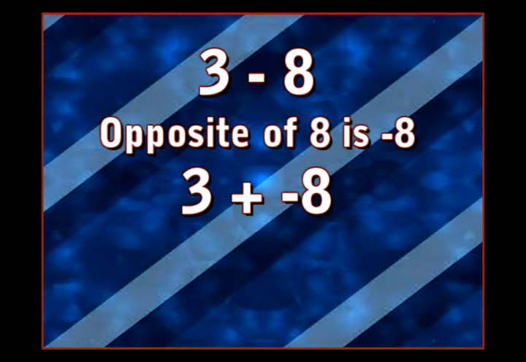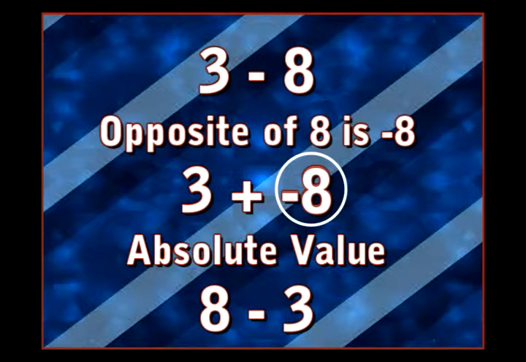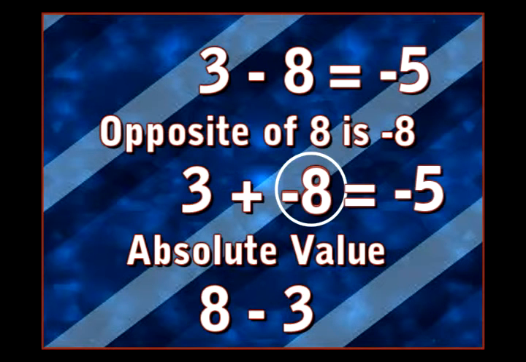So remember, the rule is that we find the absolute values, and the number that gets the sign is the larger absolute value, which is 8. So in this case, it's going to be a negative answer. So we're going to find the difference. The difference between 8 and 3 is 5, and then it will take the negative sign. So 3 minus 8 is negative 5. And the other way of saying that, 3 plus negative 8. Remember, when we're subtracting integers, we add the opposite.